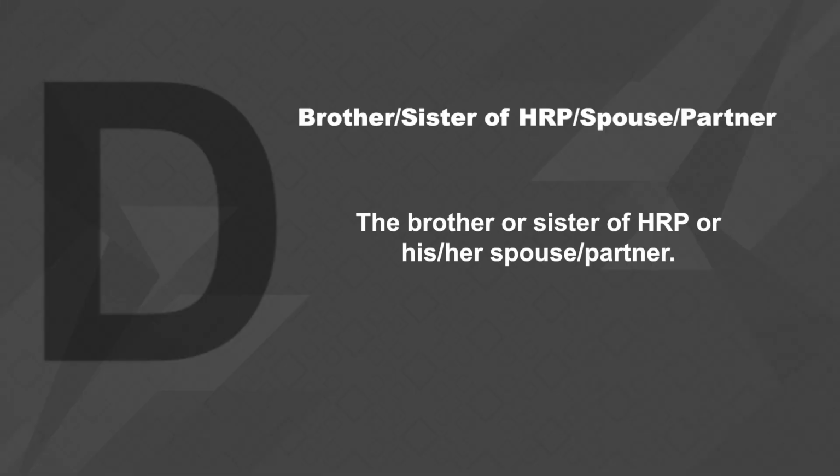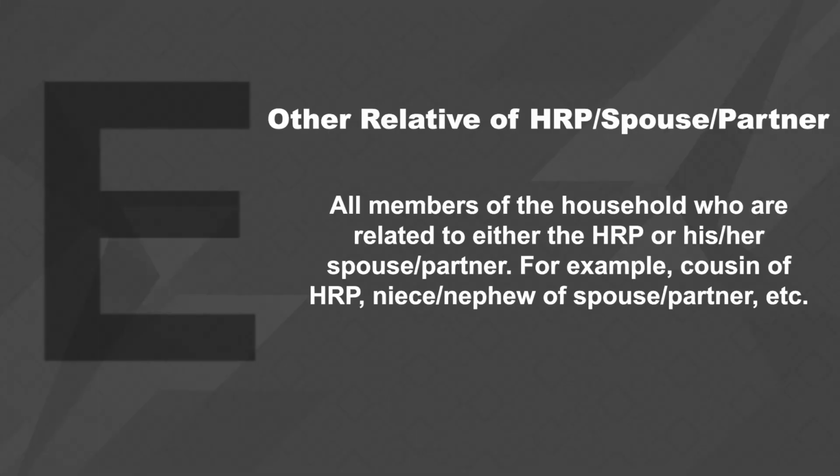Brother/sister of HRP/spouse/partner. The brother or sister of HRP or his or her spouse or partner. Other relative of HRP/spouse/partner. All members of the household who are related to either the HRP or his or her spouse/partner. For example, cousin of HRP, niece or nephew of spouse or partner, etc.